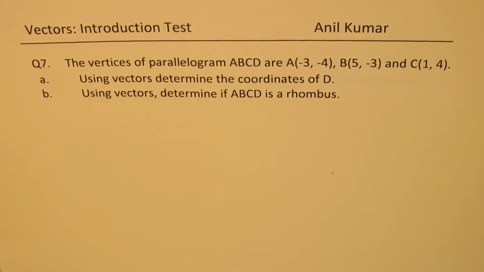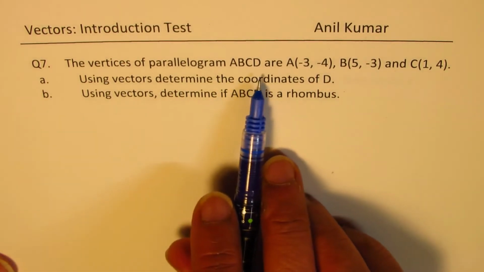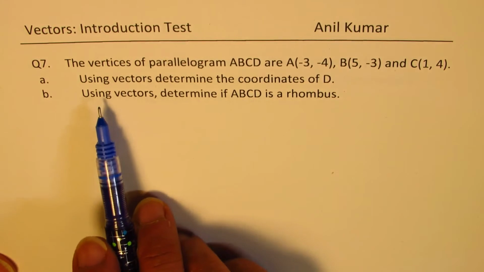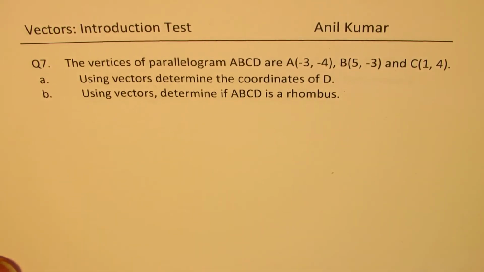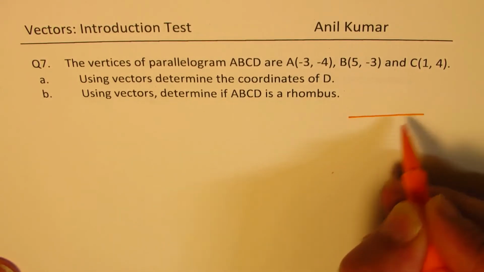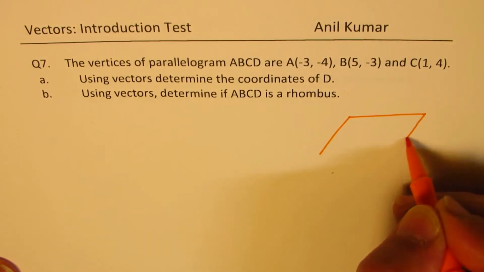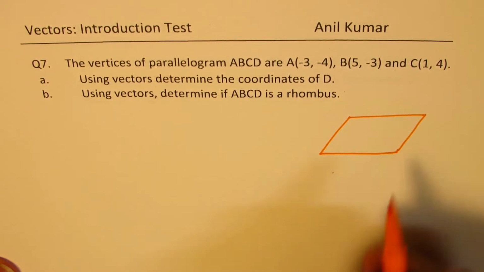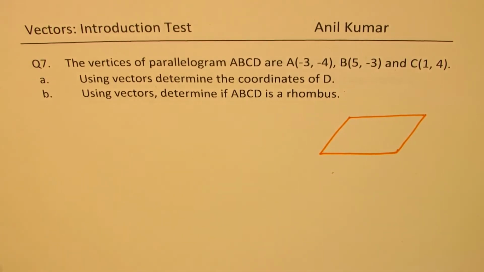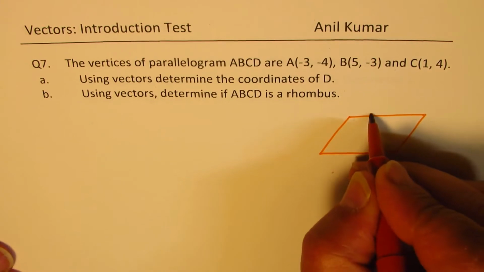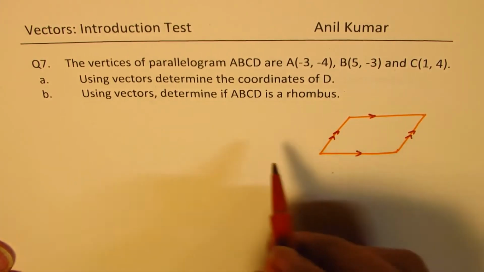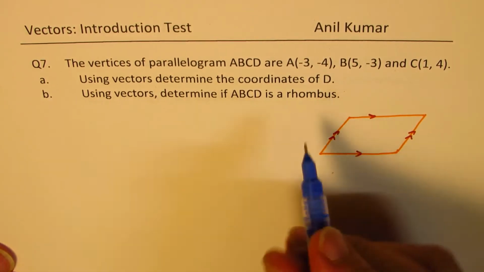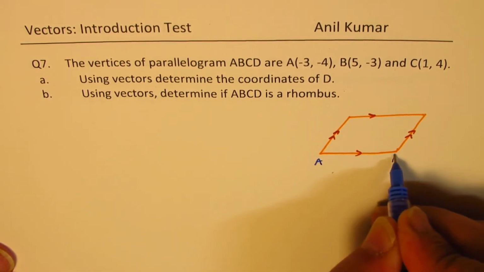Here is question number 7. The vertices of parallelogram ABCD are given to you. Using vectors, determine the coordinates of D. So let's sketch one. Okay. So let's say this is a parallelogram. That means the opposite sides are parallel and also equal, right? So we have A, B, C, D. Let's write them in order.